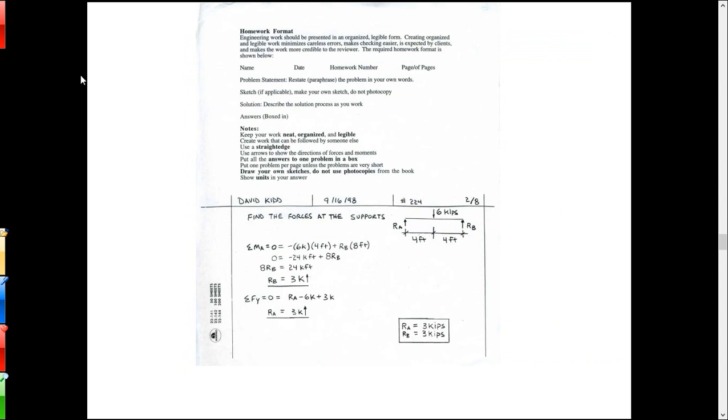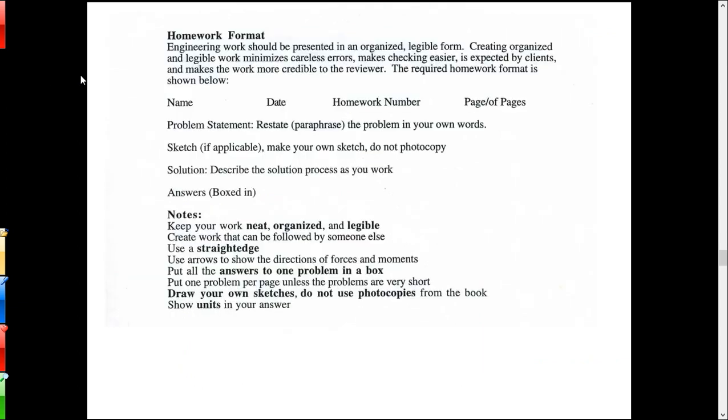All right, there's the required homework format. I would like your work to be neat and organized, and importantly legible. That's a very important skill. Be sure that I can follow it, or anyone else could follow the work that you're doing. Use a straight edge, use arrows to show the directions of forces and moments. Put all the answers to one problem in a box. Put one problem per page unless the problems are short. Make your own sketches. Get used to making quick line sketches. That's a good skill to have. Show units in your answers.